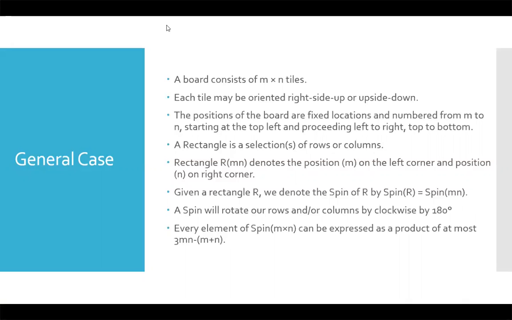Given a rectangle R, we can then denote the spin of R by spin R, which is equal to spin m composed of n. So a spin will rotate a row and/or column by 180 degrees, and we agreed to have it clockwise. Every element of spin m composed of n can be expressed as a product of at most 3mn minus m plus n.